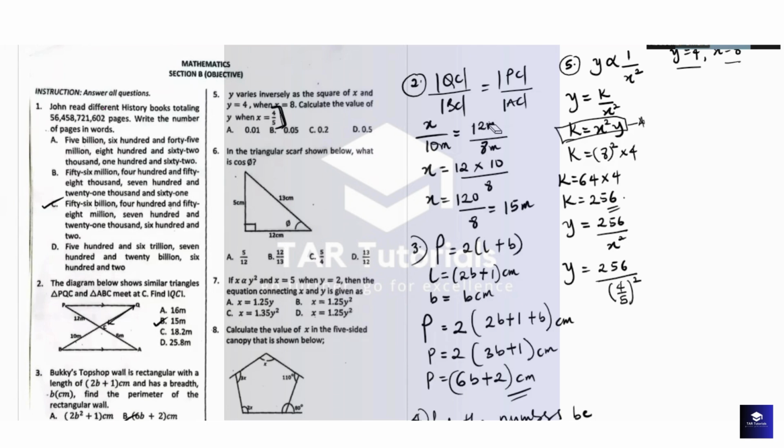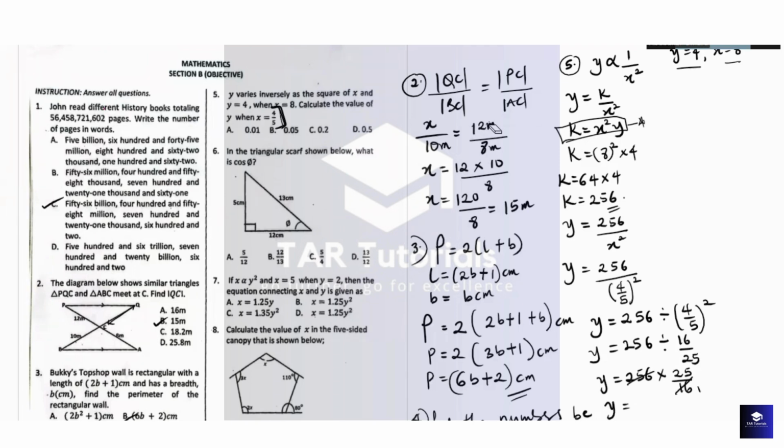And as such, what do we do from here? I'll advise that when you have divisions, or when you have fractions dividing each other, you write it side by side so that you don't end up mixing them up. It is better this way. Y equals 256 divided by, when you take the square of 4 over 5, you have 16 over 25. Therefore, as we all know, dividing a fraction changes to multiplication and you invert the fraction, so it becomes 25 over 16.